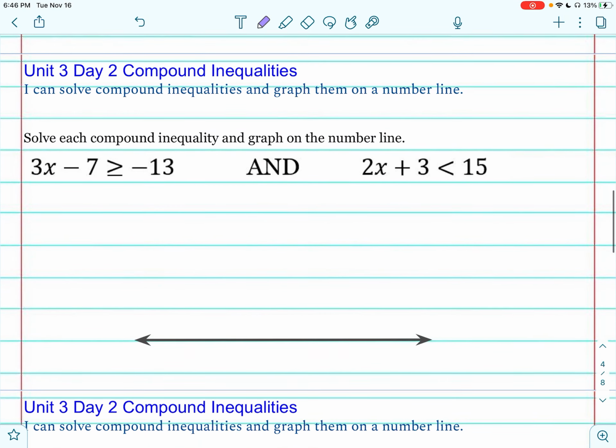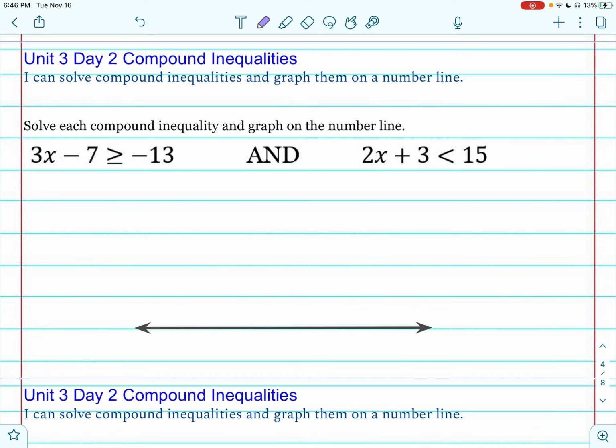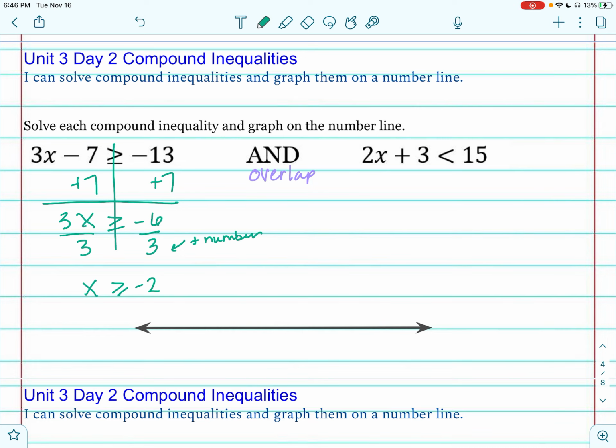Okay, so let's try one here. So this is an and, so this is only going to be the overlap. Just like we were practicing yesterday, I'm going to add 7 to both sides. 3x greater than or equal to -6, divide by 3, divide by 3. Lots of people want to flip the sign here, but I'm not going to flip the sign because I'm dividing by a positive number. This is a positive number. So I do not have to flip the sign, so I'm left with x greater than or equal to -2.